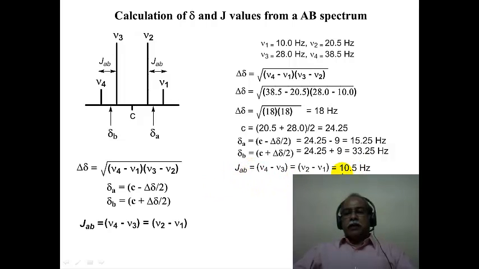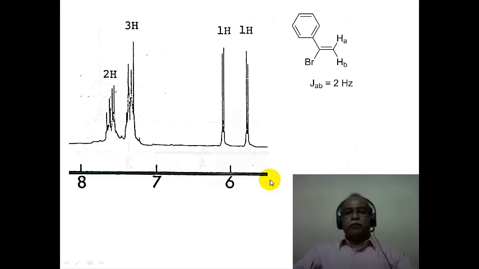JAB, of course, is here 10.5 Hz, which is just the difference between line 1 and line 2, or line 3 and line 4, about 10.5 Hz. So an AB quartet is a fairly simple system to analyze. One can extract information essentially about the delta values and the J value corresponding to JAB from the spectrum.